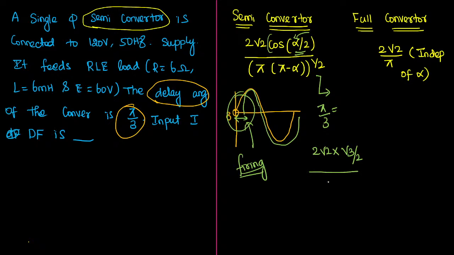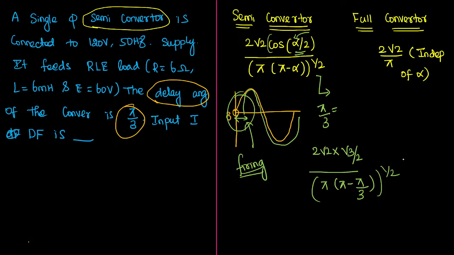In the denominator, pi into pi minus alpha, here I have to substitute directly in radians only, because pi is in radians. Pi minus alpha should be in radians, so I am directly substituting the value in radians. Now if you reduce pi minus pi by 3, what will you get? It will be equal to 2 pi by 3.